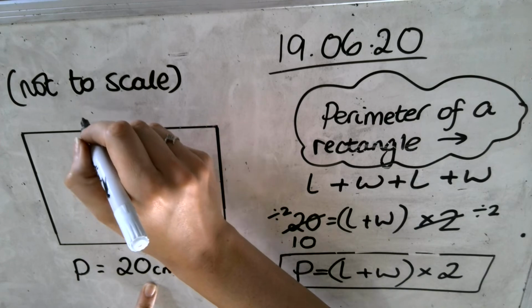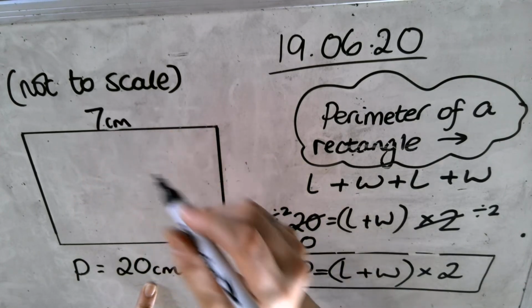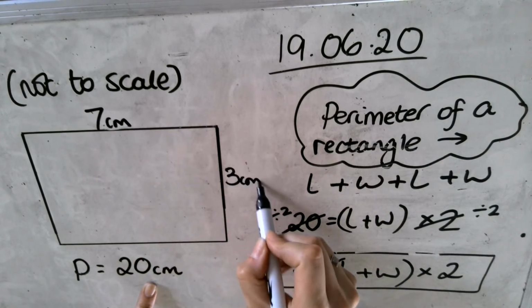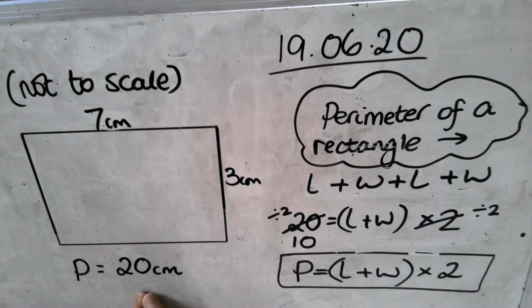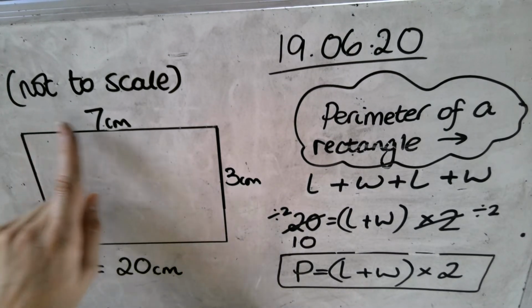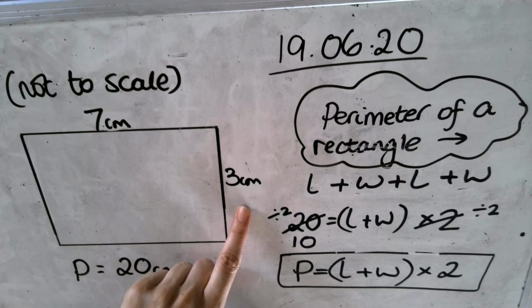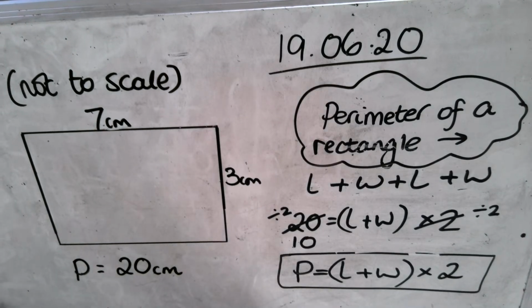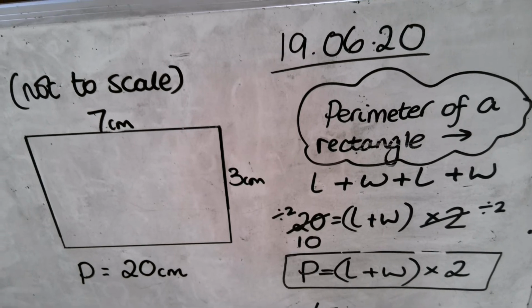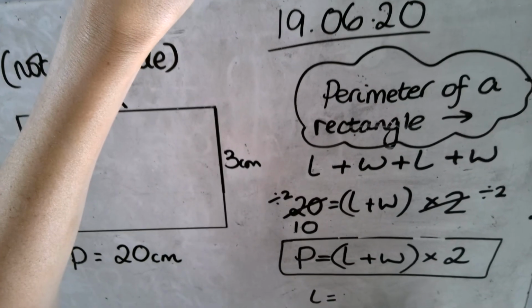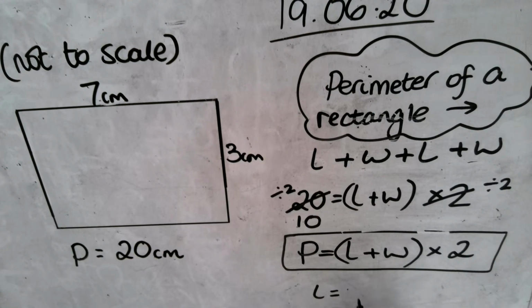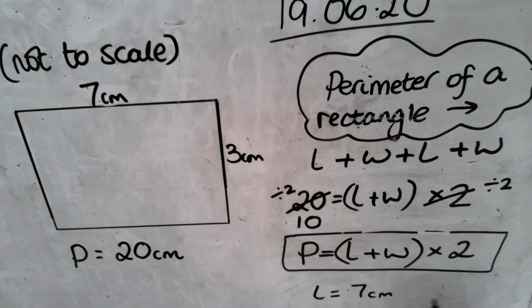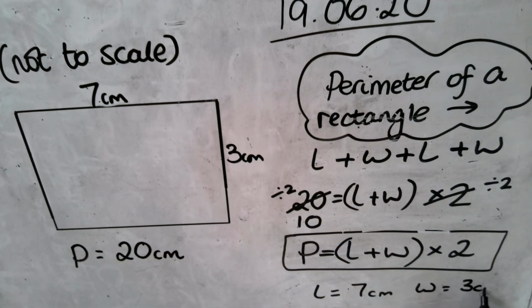So this could be 7 centimetres and this could be 3 centimetres. And let's see if that gives us a perimeter of 20. 7 add 3 is 10. 3 add 7 is 10. 10 add 10 is 20. So that would work. So our length could be, let me just move the board slightly, our length could be 7 centimetres and our width could be 3 centimetres.